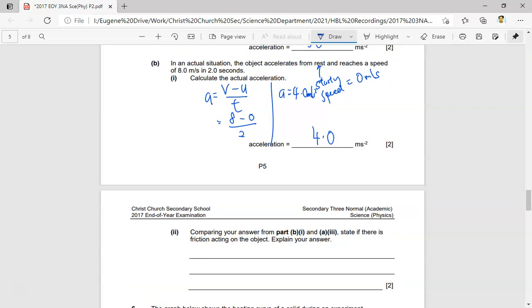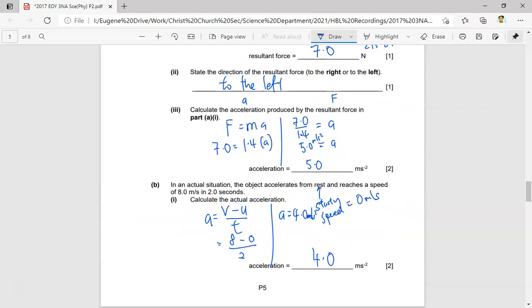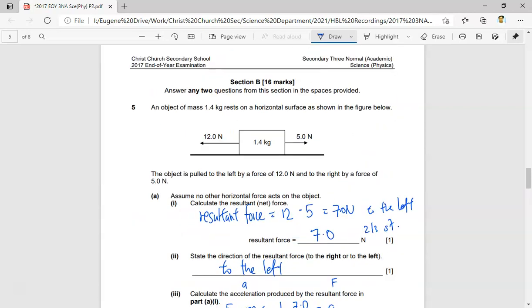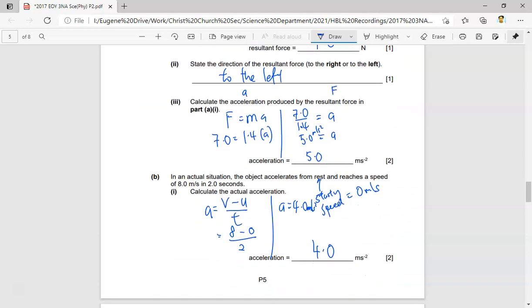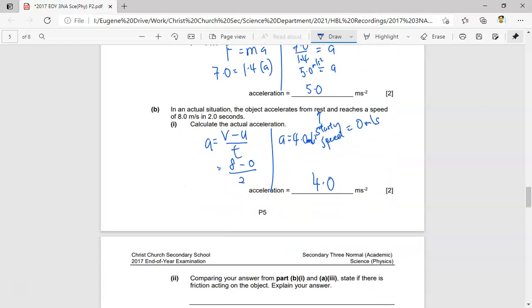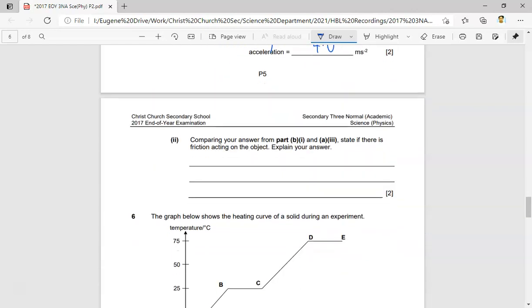So comparing the answer B part 1 and A part 3, state if there's friction acting on the object. Now you realize if there's only these two forces acting like this, the acceleration is 5. However, in the actual scenario, the acceleration is only 4. So why is it not accelerating as much? The answer is because there is friction. So comparing, state if there's friction, yes, there is friction.